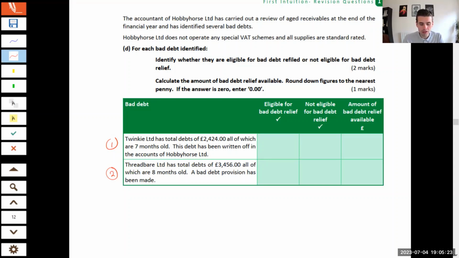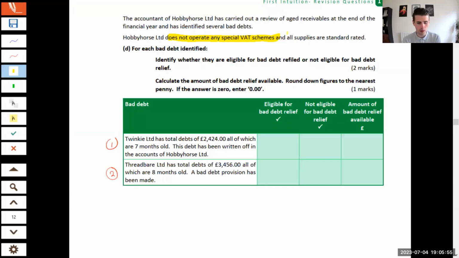You do not get to use bad debt relief, just as a bit of a side note, if you use the cash accounting scheme, okay? There's a reason it's saying in the question, it doesn't operate any special schemes. Because remember, with the cash accounting scheme, you don't pay the tax or recover the tax until the point of payment. So if I've never been paid from my customer, I've never paid the tax to HMRC, so I can't get relief on something that was never paid for in the first place.